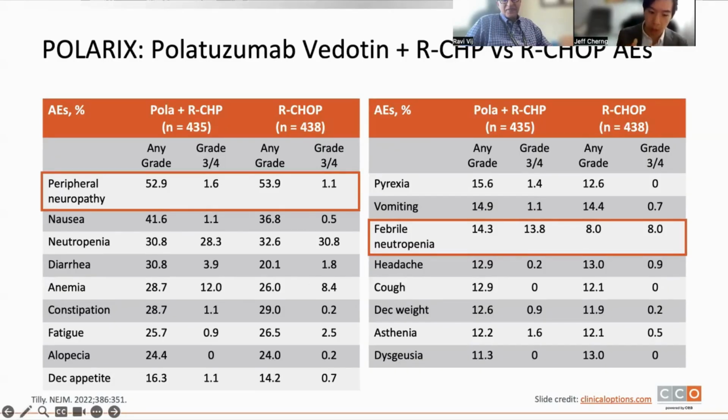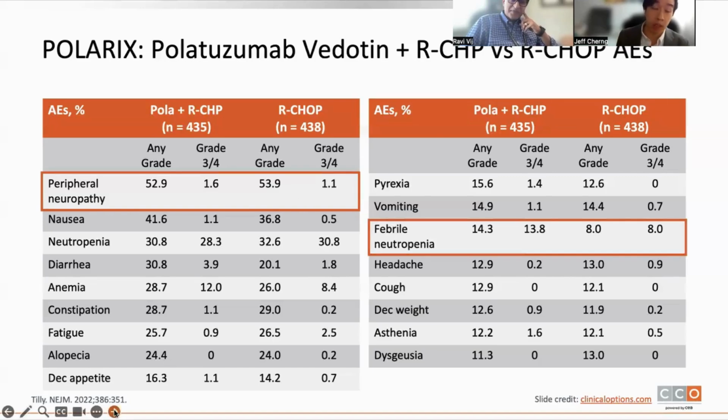So, prophylactic growth factor is mandated, at least in our center, for any patient getting polatuzumab as part of frontline therapy, regardless of their age. But you can still probably get away without giving primary prophylaxis to young patients getting R-CHOP. So, there are some subtle differences there, I think, that are worth being aware of.